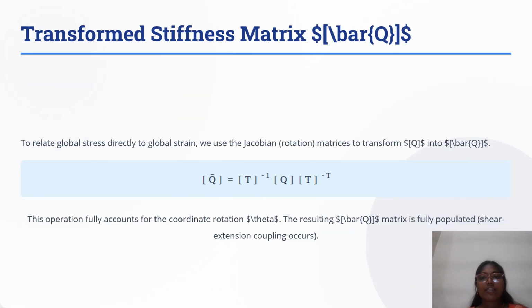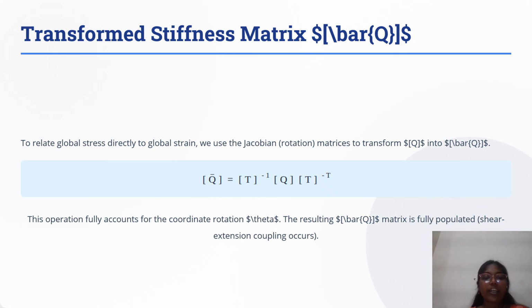Transformed stiffness matrix Q bar. To relate global stress directly to global strain, we use the Jacobian rotation matrices to transform Q into Q bar. Q bar equals T inverse Q T, with T inverse and T transpose. This operation fully accounts for the coordinate rotation theta. The resulting Q bar matrix is fully populated, and shear extension coupling occurs.